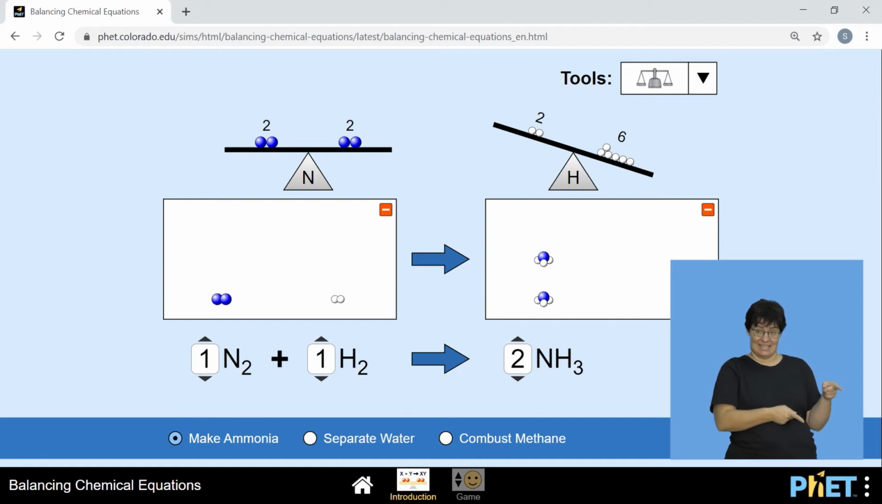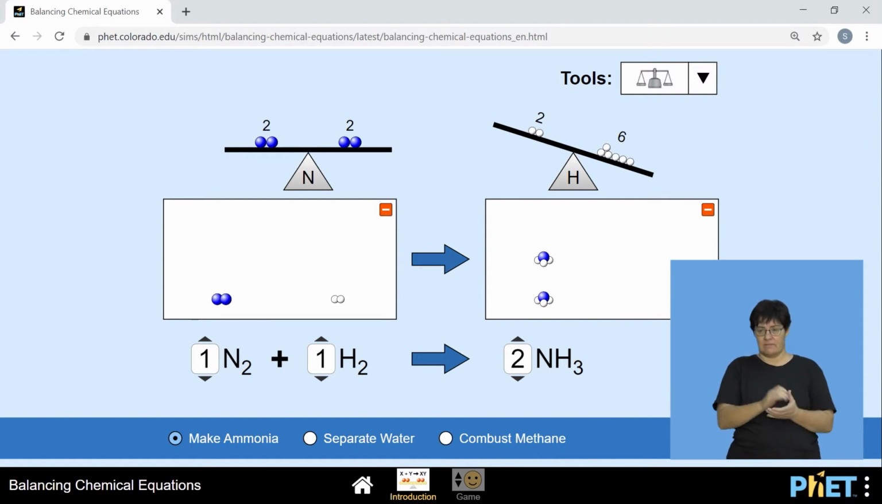So if the nitrogen is fine, then we need to do something about the hydrogen. If we focus our attention on the hydrogen, on the left, we only have 2 atoms, which is a molecule of hydrogen, while on the right, there are 6 atoms of hydrogen. So to balance this, how exactly are we going to do that? It means we need to increase the number of molecules on the reactant side so that the scale will tip more to the left, with the hope that we would establish some form of balance.